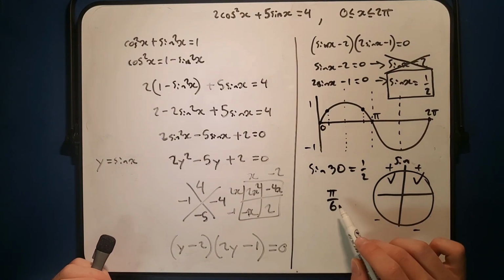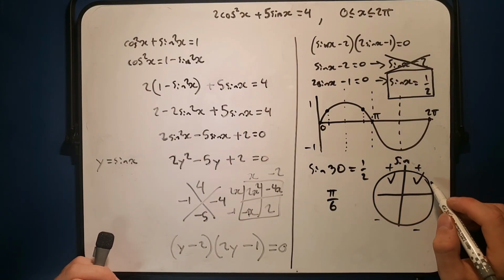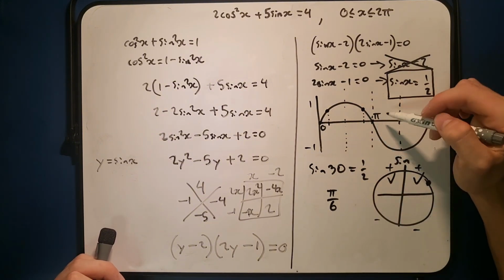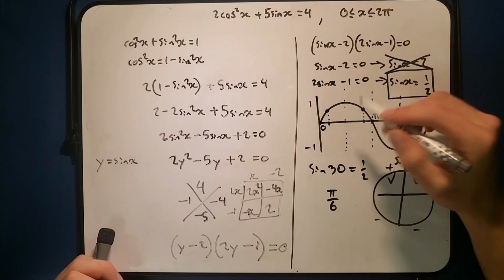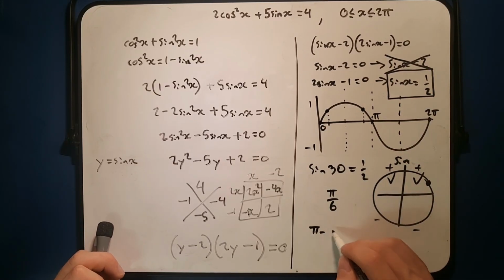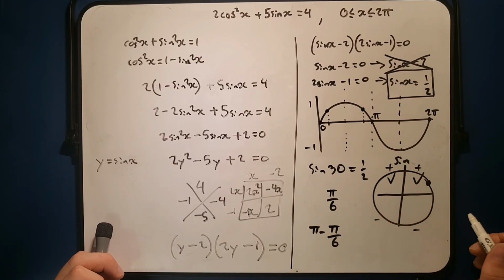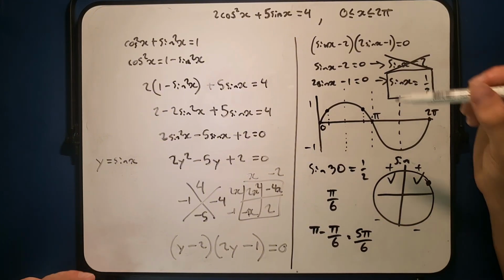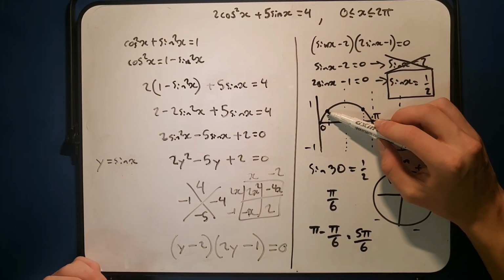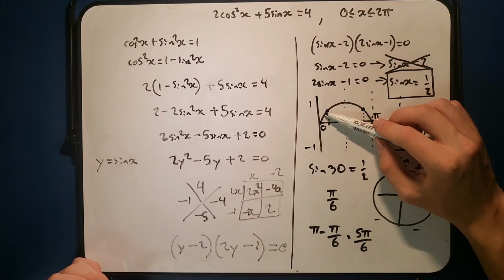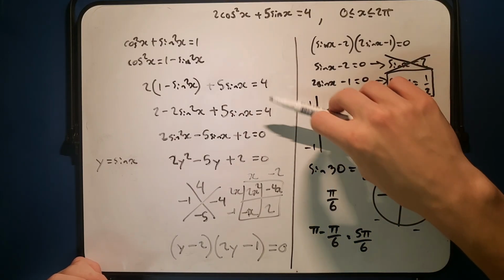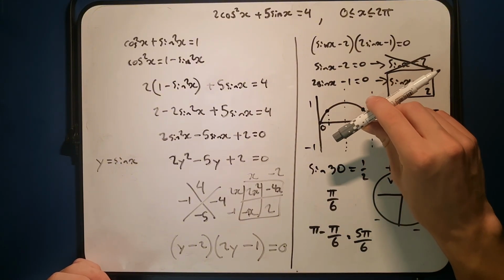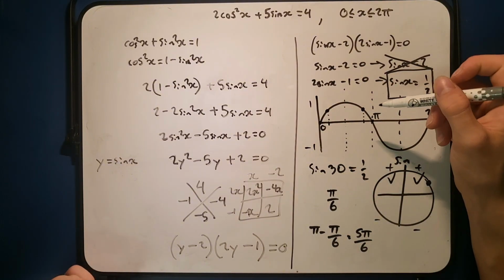So what we can say is pi over 6 is our first answer, so that's this one right here, around here. But we also need to know this one. So what we can do is pi minus pi over 6 to find our other solution. That's going to give us 5 pi over 6 for our second solution. Because we know that this angle here is pi over 6. So if we rotate it all the way around here and minus that angle, that will give us the exact same solution for the sine function.